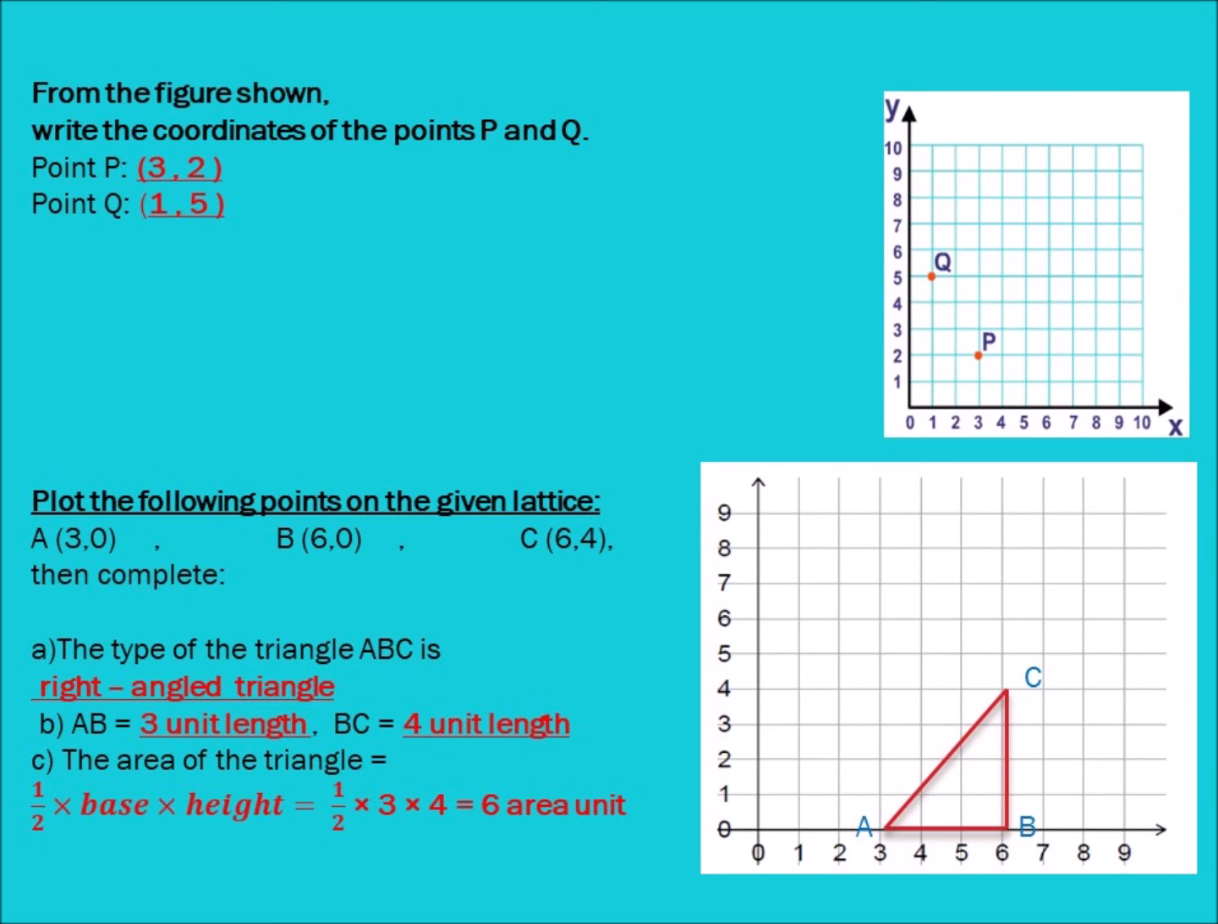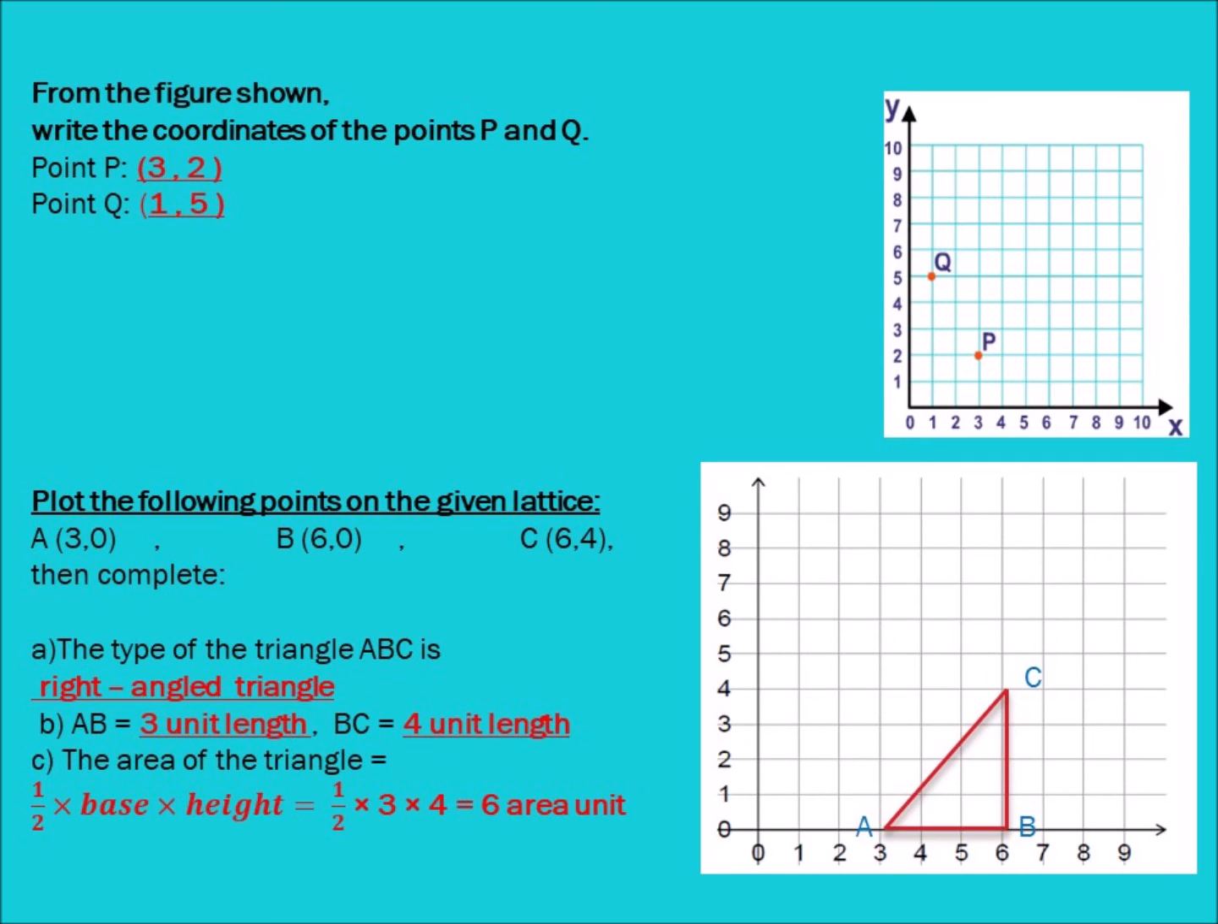Point A, when I record it, it will be (3, 0), so I'll move 3 steps forward and 0 steps upward, then plot the point A. You have B (6, 0) and C (6, 4), also plotted the same way, by recording the points on the lattice.